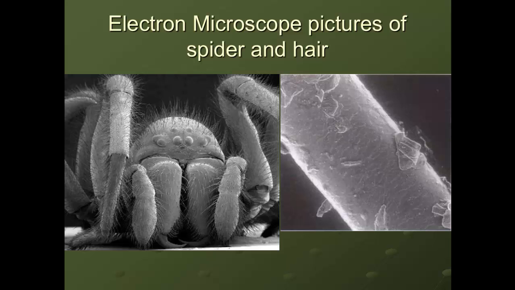So here are 2 electron microscope pictures where they've used an electron just like we use visible light. And you see here a spider and all the detail that they're able to see using electrons. And then they have a piece of hair. We think hair is all smooth, but you take an electron microscope and look at it, and it's actually quite rough on the outside.